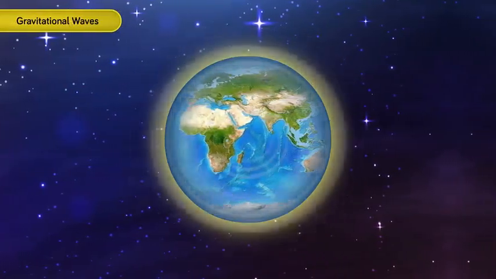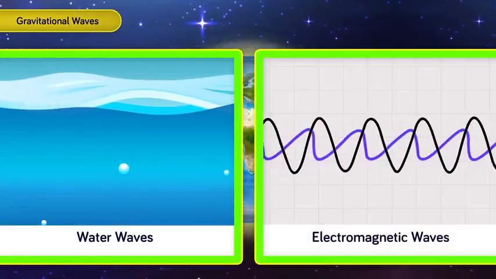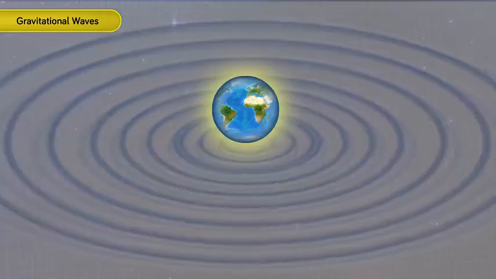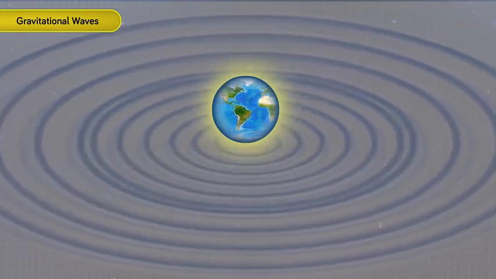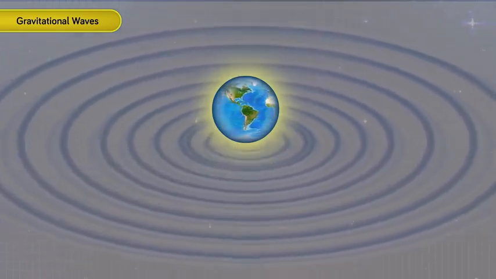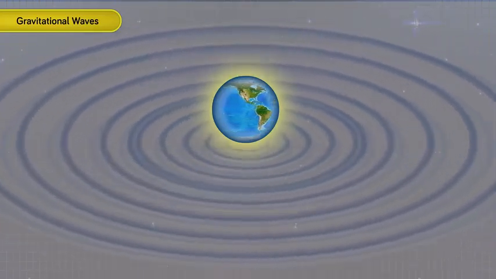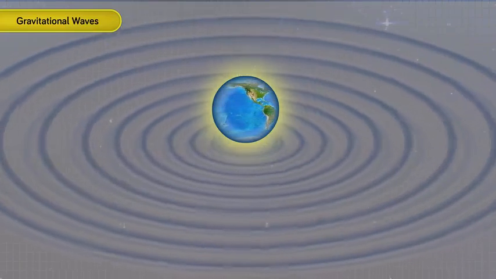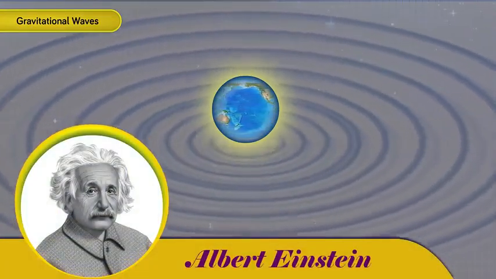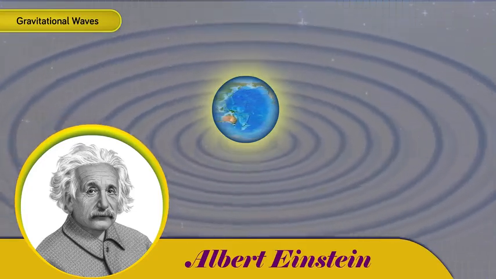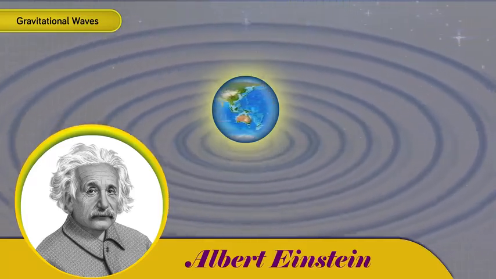Gravitational waves. Till now, you've come across many different types of waves, for example, water waves, electromagnetic waves. All our knowledge about the universe has been obtained through these waves. But gravitational waves are different types of waves. Gravitational waves are ripples in the fabric of space-time caused by some of the most violent and energetic processes in the universe. Albert Einstein predicted the existence of gravitational waves in 1916 in his Theory of Relativity.